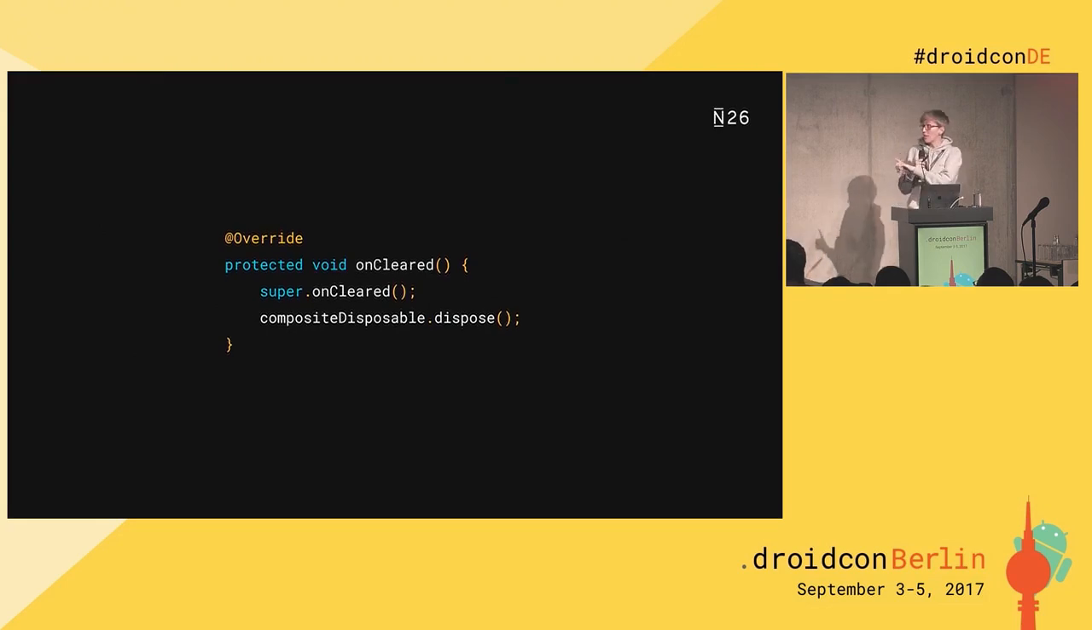And then there is this method in the view model. This view model is part of the Android architecture components. They say they are going to call the onCleared method whenever the view model is not going to be used anymore. So this is a safe place where you can dispose this type of disposables.